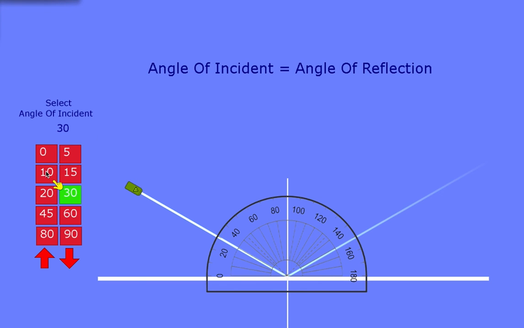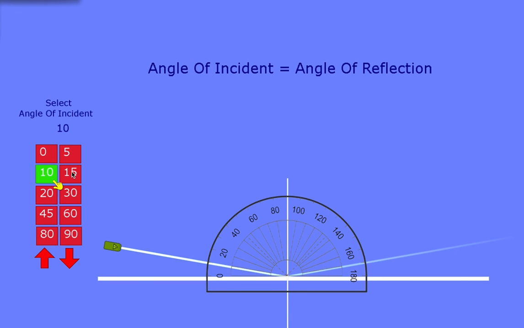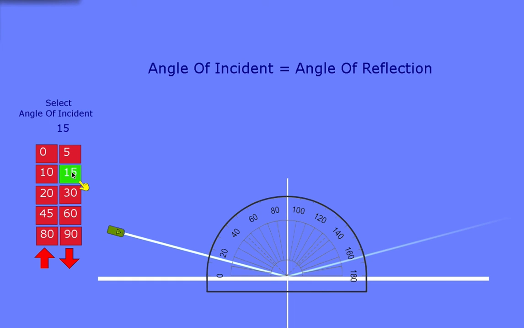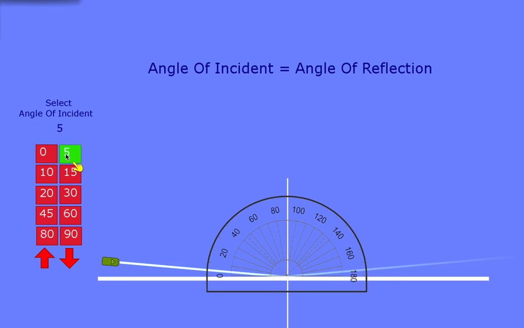We could do it with 10 degrees, which is actually 80 degrees. We could do it 15 degrees, which is 75 degrees. We could do it at 5, which is actually 95. No, it's not. It's 85 degrees.